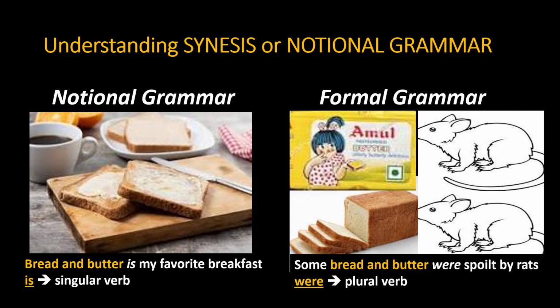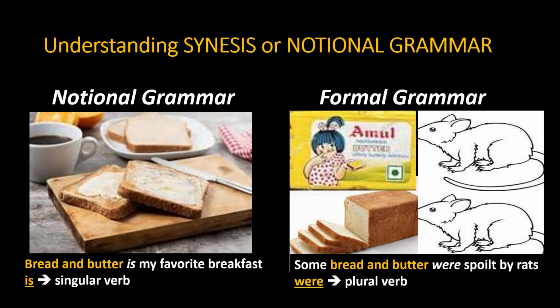So once again, we give the pictures to clarify what is synesis and notional grammar. Bread and butter is my favorite breakfast. This is regarded as a single item, although you can see butter on the top of the slice of bread. You can see that butter is smeared, right? Butter is spread on the slice of bread, but we are regarding it as a single item. And here you see two different rats, one rat spoiling butter and one rat spoiling bread. So bread and butter are being spoiled by rats. Plural verb. You can see two different rats, two different items.